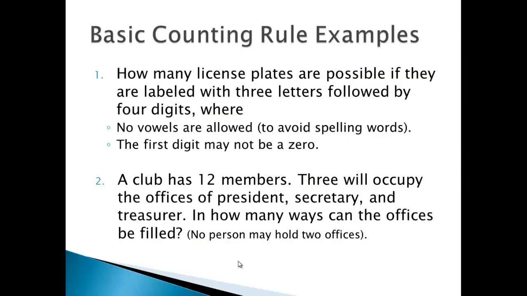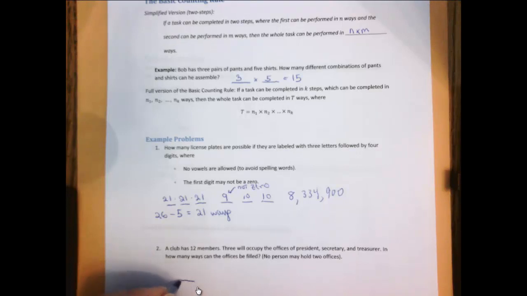For the second example, we have a club which has 12 members. We want to choose people to fill the offices of president, secretary, and treasurer. In how many ways can these offices be filled if no person is allowed to hold two offices? This task can be broken naturally into three steps. Choose the president, choose the secretary, choose the treasurer.